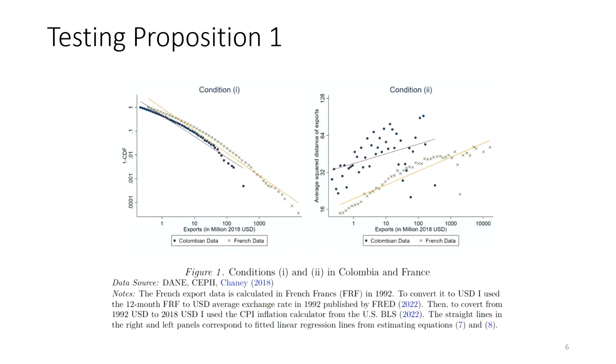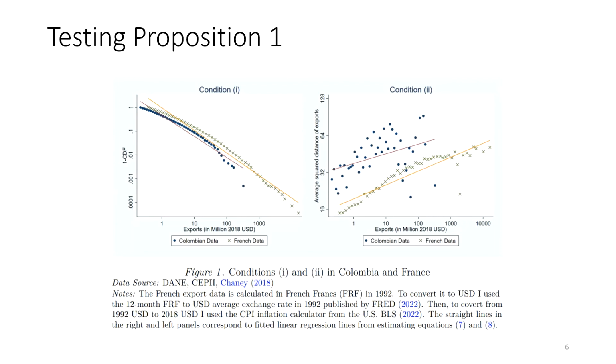So I'm first going to show you some graphs comparing the behavior of the Colombian data and the French data. These are conditions 1 and 2. In the left panel, there are the results for condition 1. The x-axis is just firm size, and the y-axis is the counter-cumulative distribution, so 1 minus the CDF.